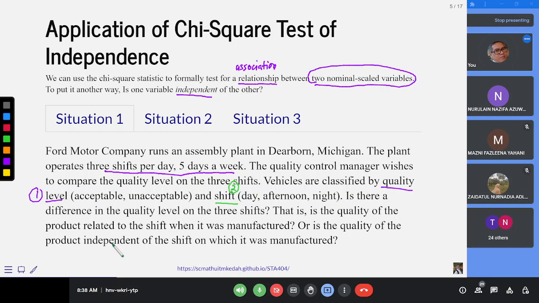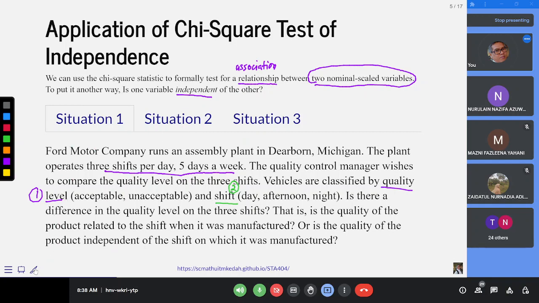Okay, so in this situation dia nak tengok ada tak quality level bergantung ataupun dependent on the shift. Right, so that is the situation. Or you can just say, is the quality of the product independent of the shift. Okay, boleh juga.